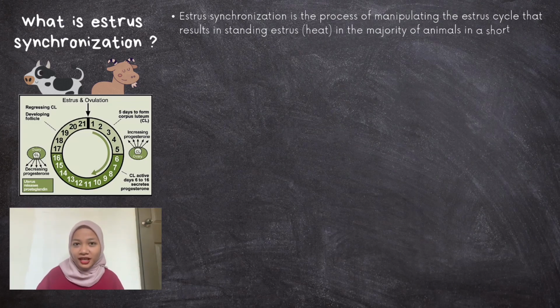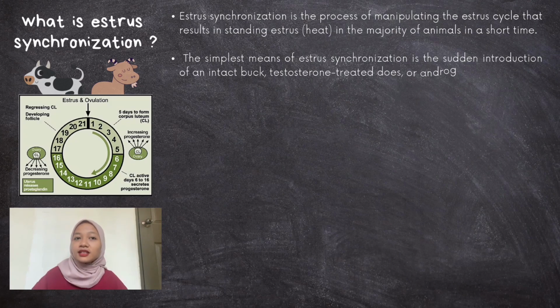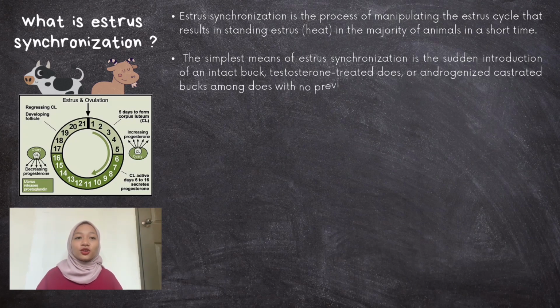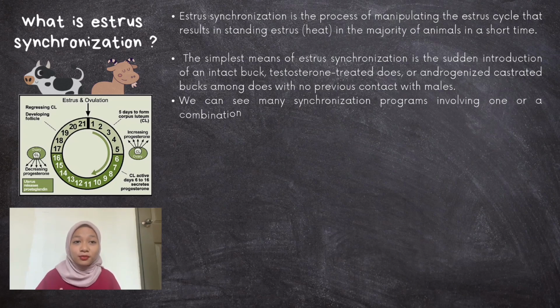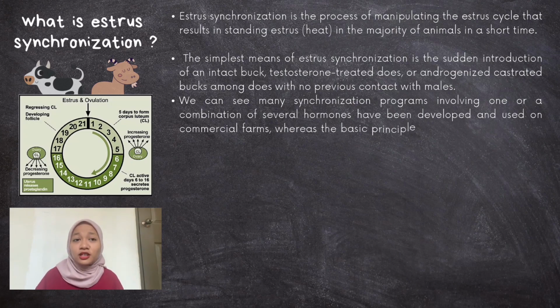So today we're going to talk and discuss about estrus synchronization. Whenever we talk about estrus synchronization, we need to know what is the basis for synchronization of estrus. So the first one is to manipulate the lifespan of corpus luteum. The second one is to manipulate growth of follicles and timing of ovulation. What is actually estrus synchronization?